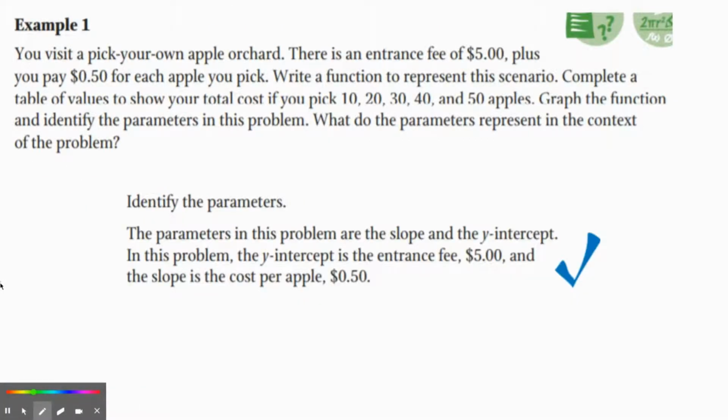So what are the parameters? Well, the parameters are going to be the slope and the y-intercept, because that's going to determine what the function will look like. So the y-intercept is $5. The slope is 0.5. Both the slope and the y-intercept are going to really determine the direction of this function, where it's going to be intercepting the y-axis.